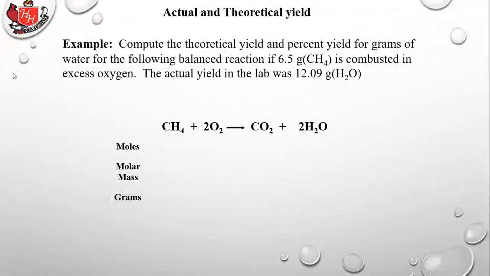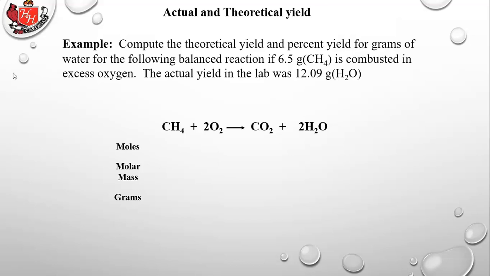Okay, so here's our problem. We'll compute the theoretical yield and percent yield for grams of water for the following balanced reaction if 6.5 grams of CH4 is combusted in excess oxygen. The actual yield in the lab was 12.09 grams of H2O. So what you actually measured in the lab in your cylinder was 12.09 grams. So let's see how that compares. Now, get used to this phrase. You'll hear it in the future.